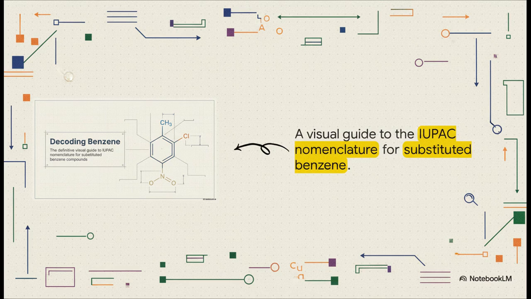You know, naming chemical compounds can sometimes feel like you're trying to memorize an entire dictionary. But what if I told you it's not about memorization at all? It's really about cracking a code. Today, we are going to decode the system for naming substituted benzene. And trust me, by the end of this, you'll see it's just a logical puzzle that anyone can solve. Let's get right into it.